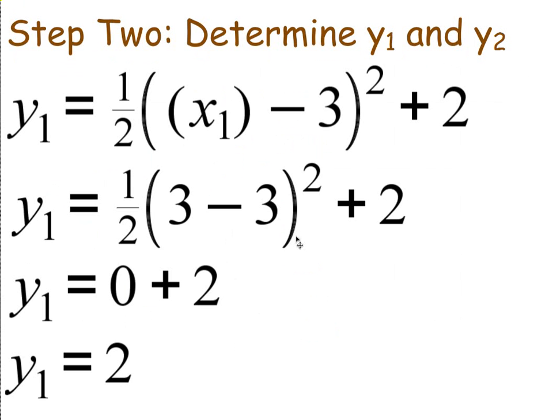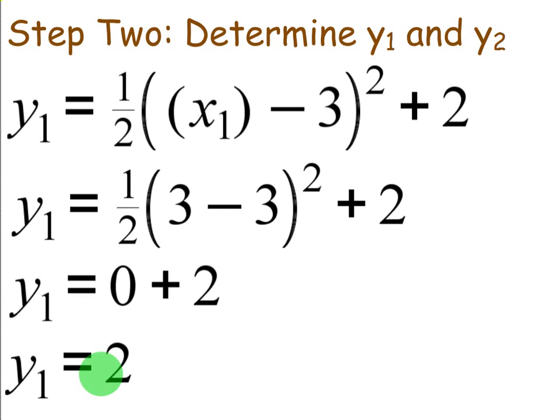Step 2, determine y1 and y2. Again, you do that by plugging the corresponding x values in. So I plugged in x1 first. I get 1/2 times 0, which is 0, plus 2. So my y1 value is 2. Now you might be asking, why are we figuring out y1 and y2? Well, what's the equation for slope? How do you figure it out? There you go. Good. (y2 minus y1) over (x2 minus x1). We can't figure out the slope of that line until we figure out y1 and y2.